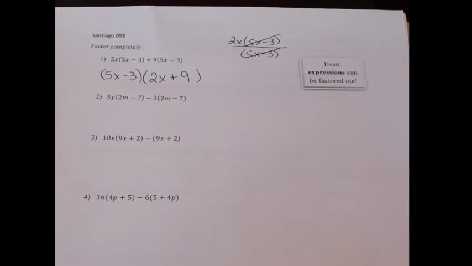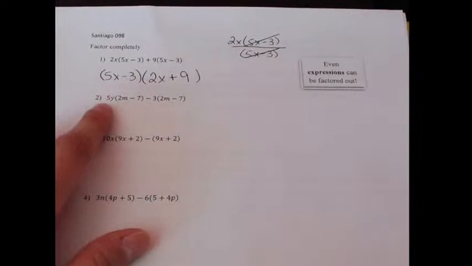All right? It's a little bit of a different approach because you haven't seen expressions being canceled yet. But recognize that that's actually what ends up happening. You're allowed to cancel. They act the same way variable bases would. Let's do that again. Number 2, we have 5y times 2m minus 7 minus 3 times 2m minus 7.